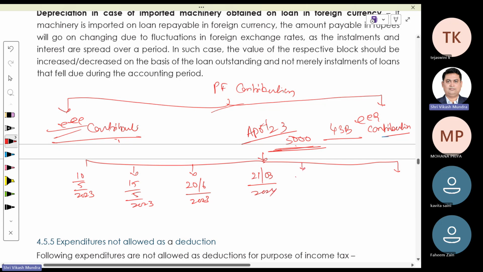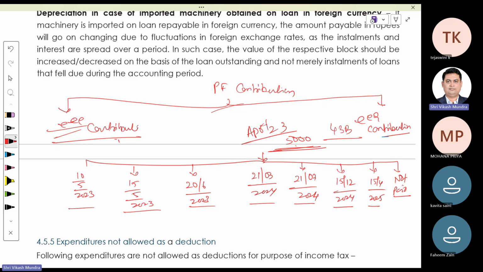I paid this money on 21st July 2024. I paid this money on 15th December 2024. I paid this money on 15th April 2025. Or I did not make any payment, not paid. In all situations, we are supposed to understand in which year we are eligible for deduction for this 5,000, the payment of rupees 5,000.